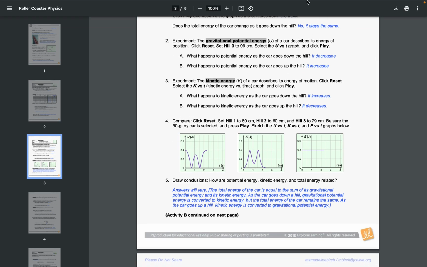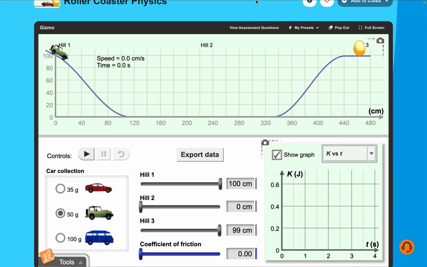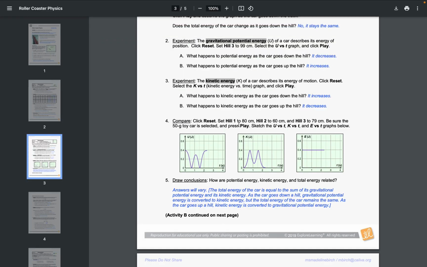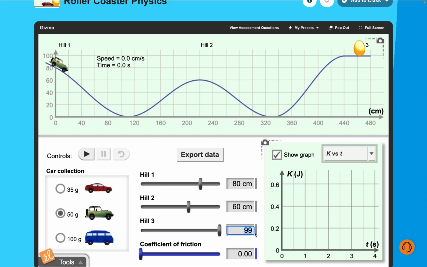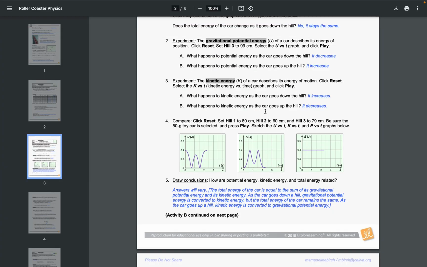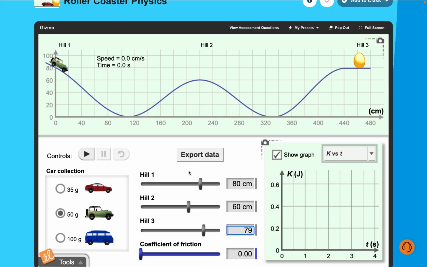Number 4, compare. We're going to reset our graph once again. We're going to set hill 1 to 80, hill 2 to 60, hill 3 to 79. And I believe coefficient of friction is still 0. 50-gram car, press play, and then we're going to look at all those different graphs again.